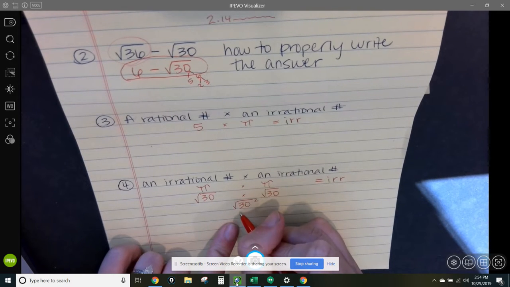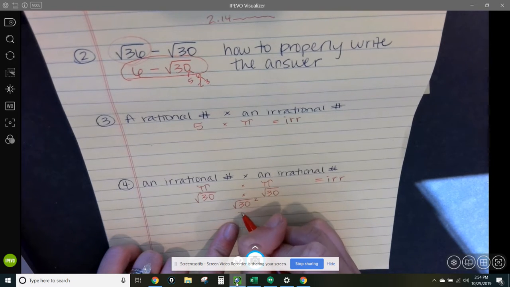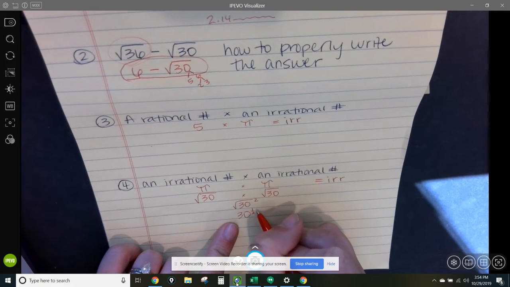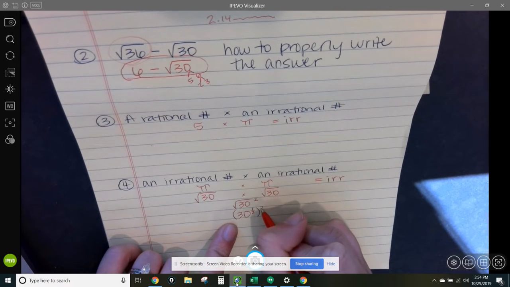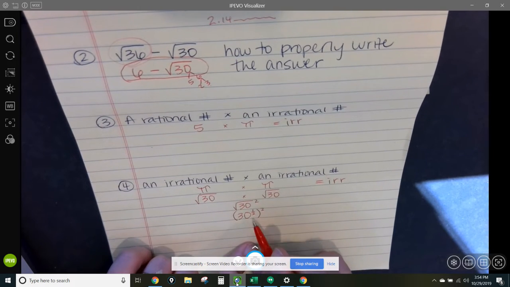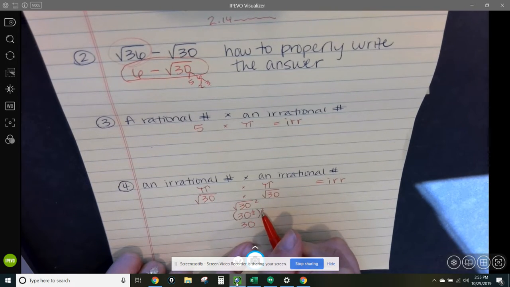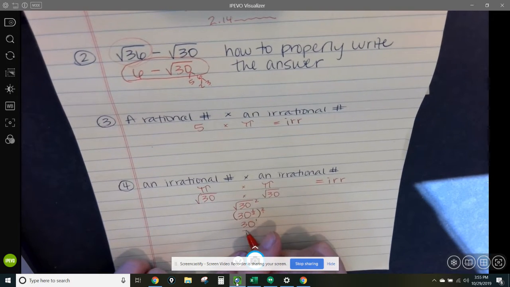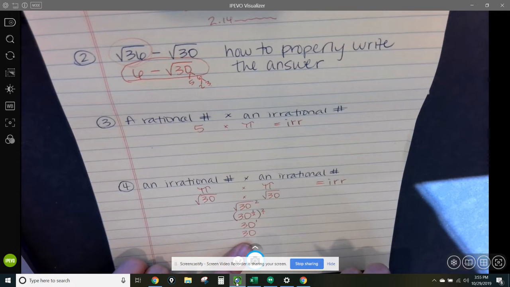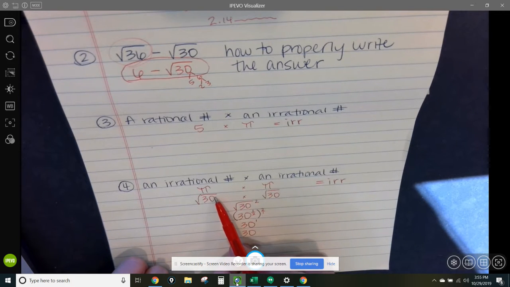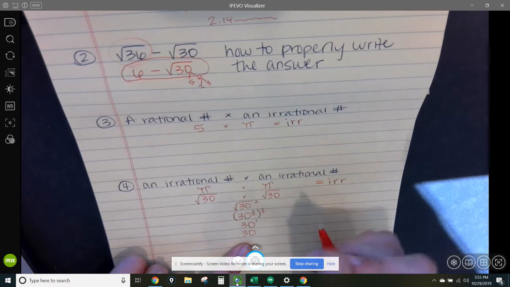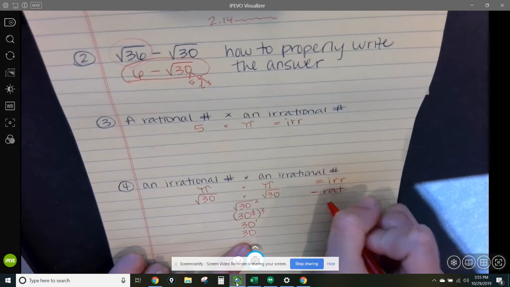You can think of it like this also. I could rewrite the square root of 30 as 30 to the 1/2 power and raise that to the 2nd power. And now we know when we raise a power to a power, we multiply those exponents. So this is 30 to the 1/2 times 2, which is just 1. 30 to the 1st power, that's just 30. So I took an irrational number times another irrational number, and I made it rational.